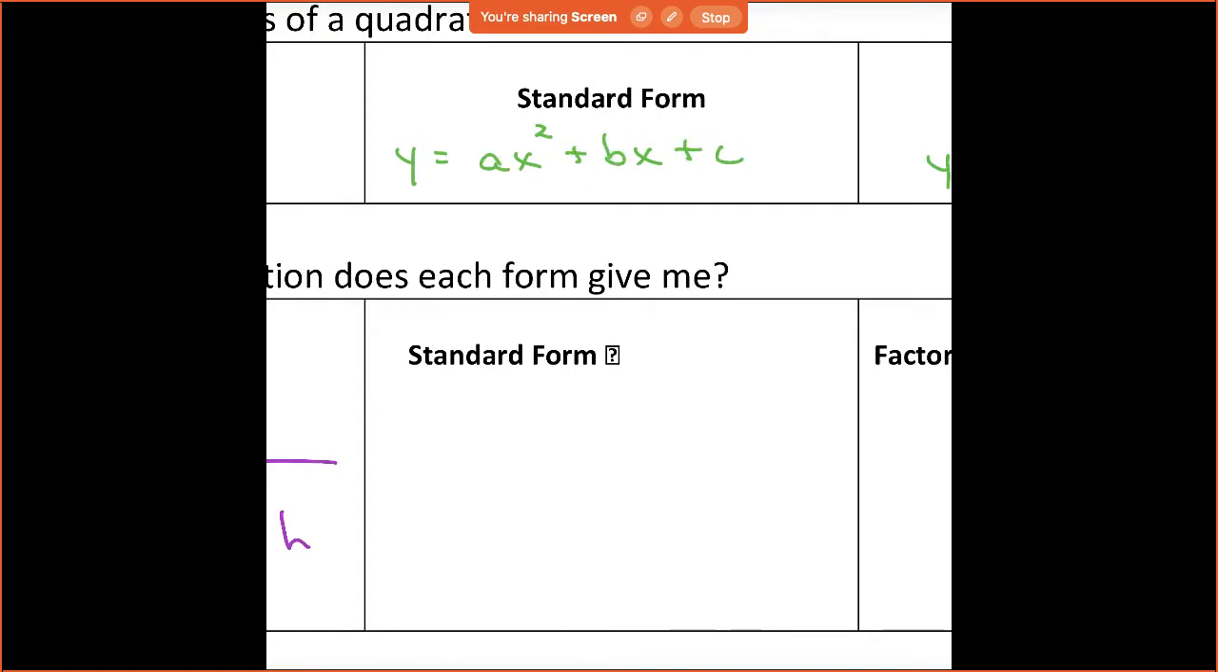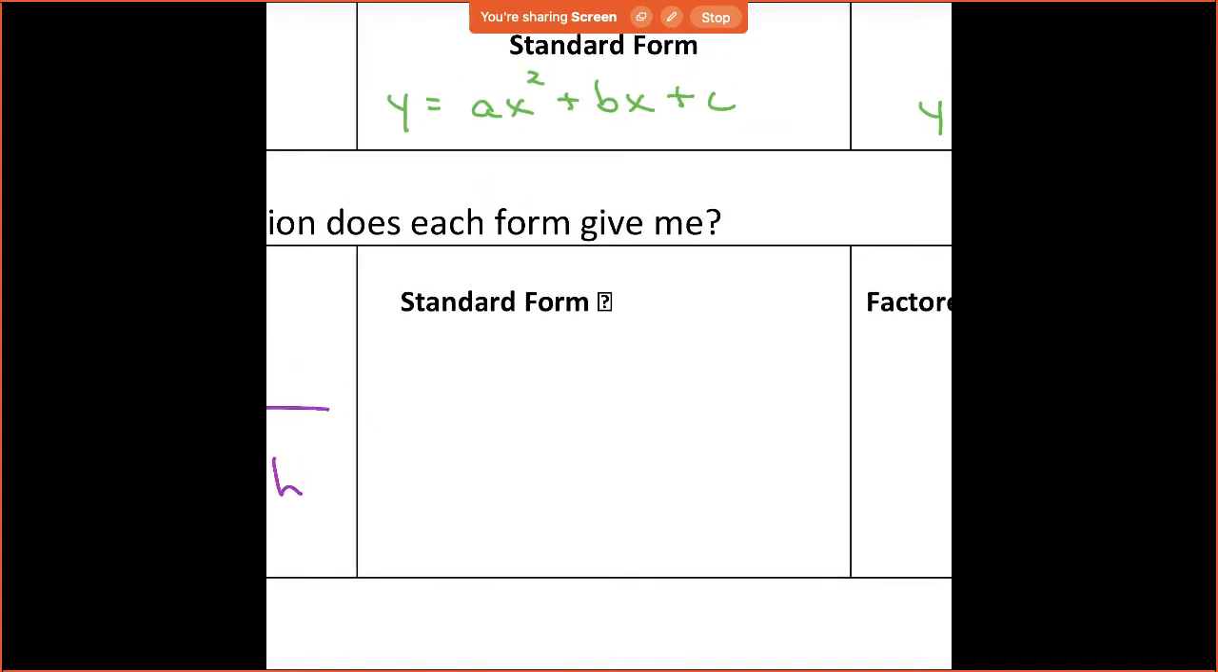From there, the one thing that you get, so standard form is probably my least favorite, least useful, is the y-intercept. And the y-intercept, remember, is where the graph crosses the y-axis. So this will be at the point 0, c. Whatever c is in your equation, that's going to be your y-intercept.